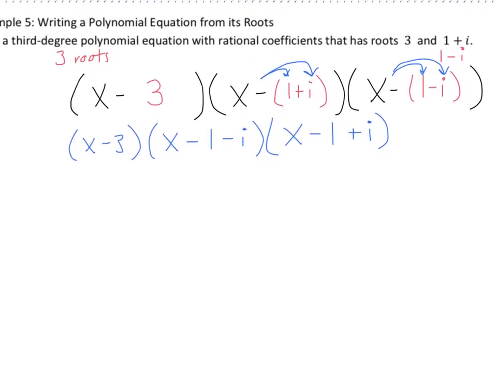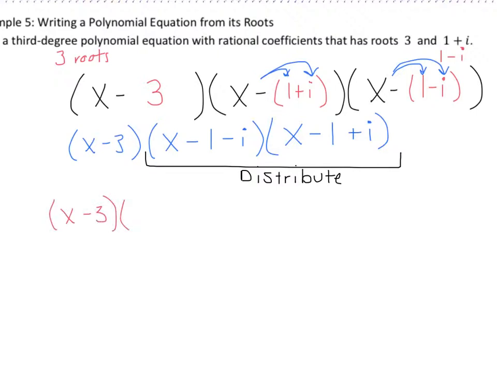Our next step is to distribute 2 sets of parentheses together. My suggestion is, it seems more complicated, but it actually makes it easier if you distribute the complicated ones first. Okay, so the ones with the i's, distribute them first. Alright, so we're going to have x minus 3, still the same.